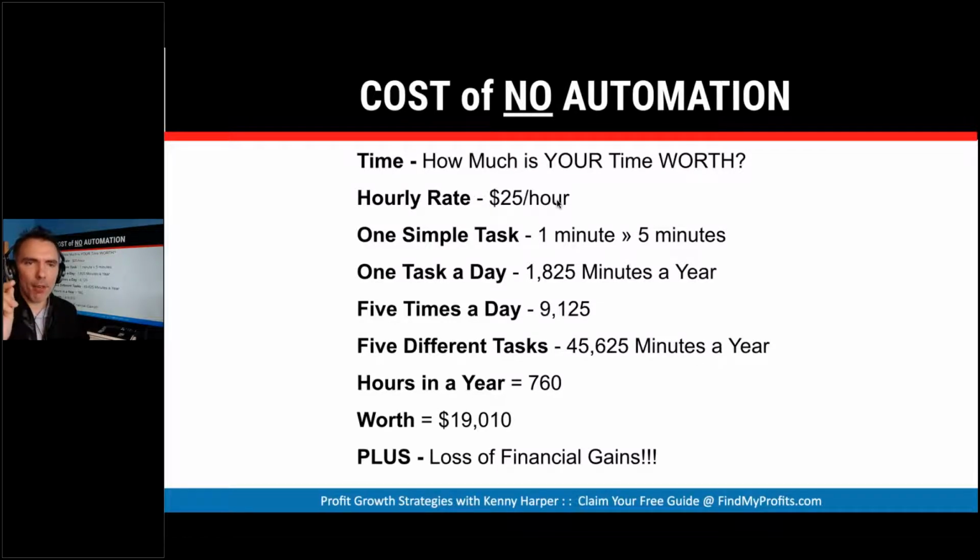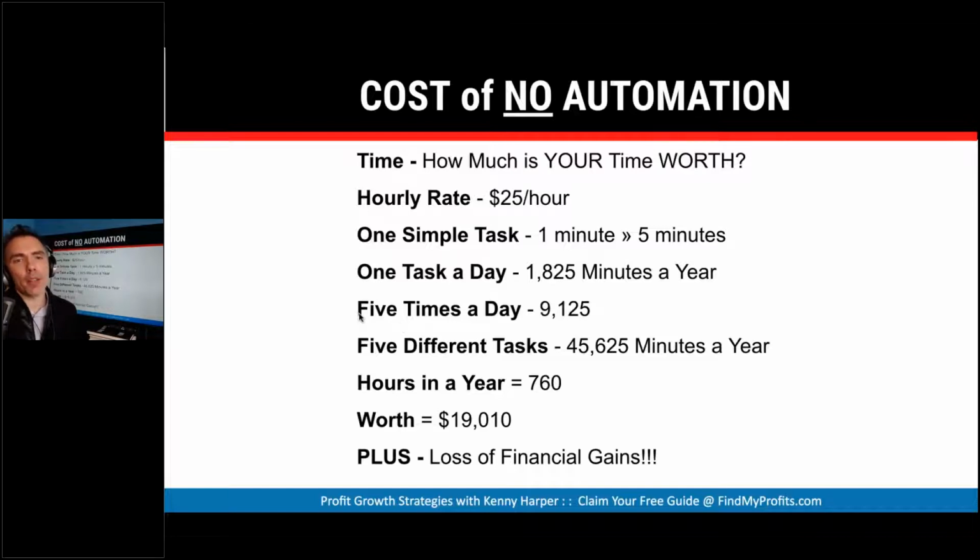But if you think about your hourly rate and then think, what if you had used automation for one simple task? Now, you may think that task only takes a minute, but does anything ever really only take a minute? Typically not. It typically takes us a lot longer to actually do something, because we've got to get to something, we've got to get set up, we've got to follow through, and it may take even more than 5 minutes when it's all said and done just to send that one reminder email. So if you were just saving yourself from one task a day, that would be 1,825 minutes in a year.